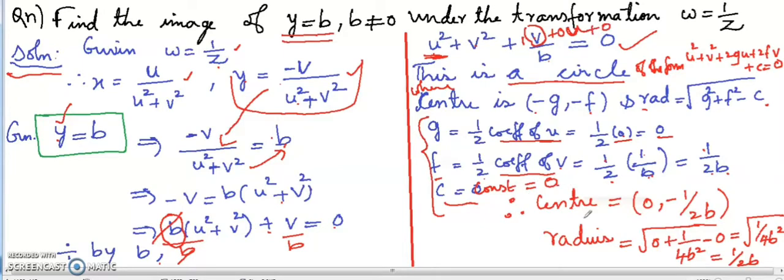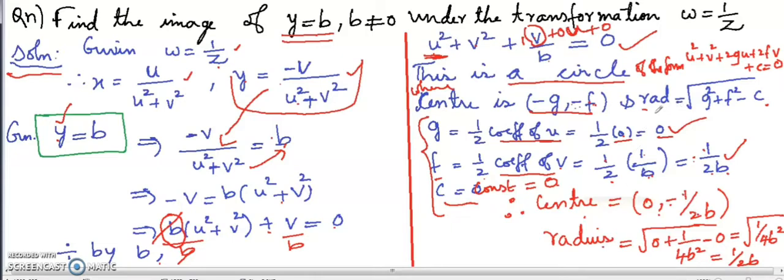So now let us write the center value. What is center? Minus G comma minus F. What is G? G is 0. So 0 comma minus F. So minus F means minus 1 by 2B. My center is minus G comma minus F. G is 0 and F is 1 by 2B. So 0 comma, you have to take negative for G and F. So 0 comma, what about F when you take negative? Minus 1 by 2B. 0 comma minus 1 by 2B.